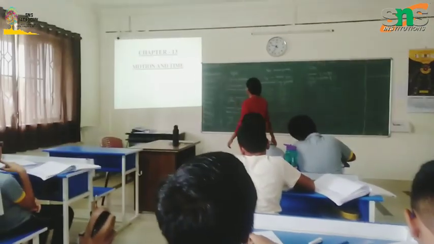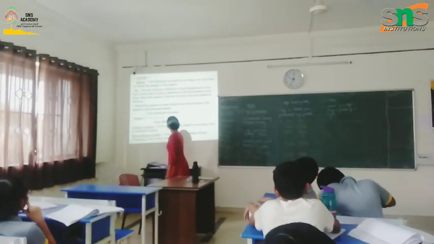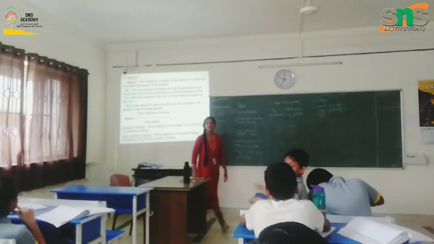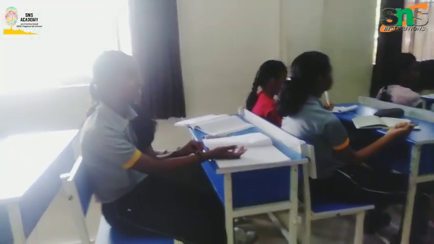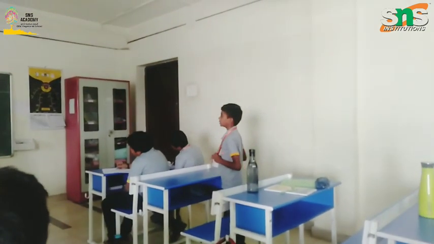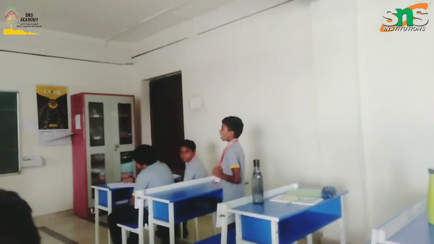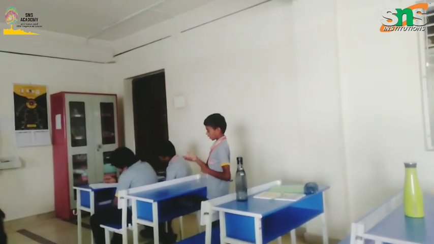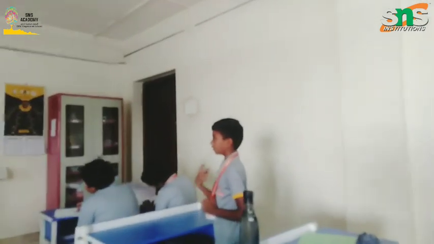The next thing will be speed. What is called speed? The distance covered by an object in a unit of time is called the speed of the object.